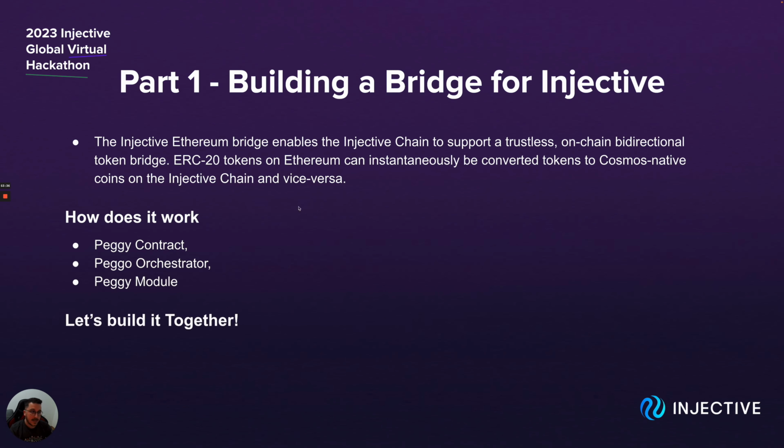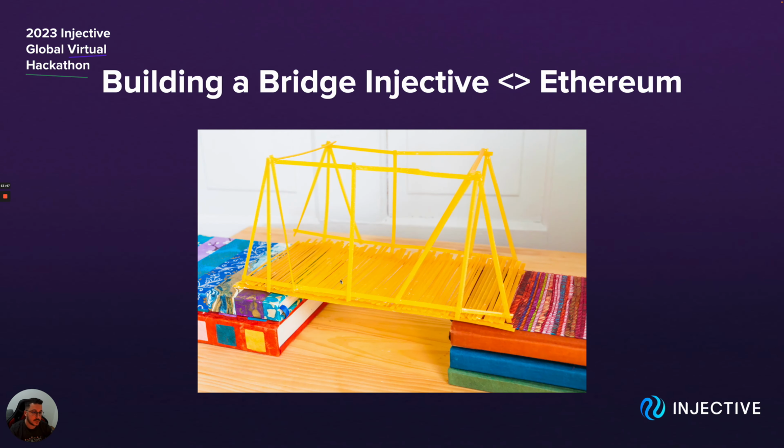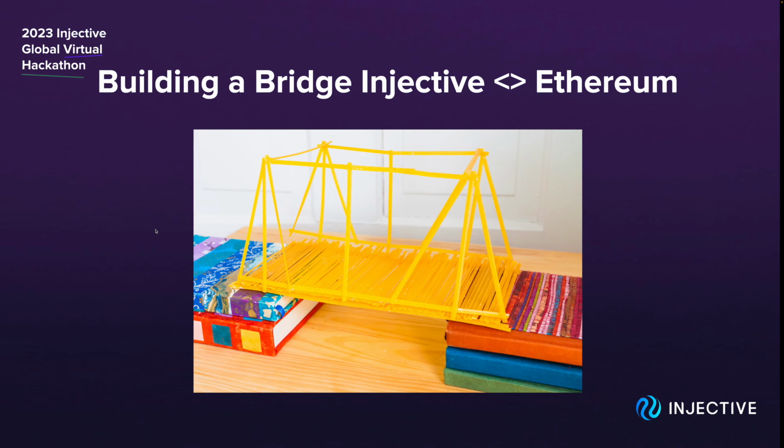So let's add this bridge to Dexly. Before we start building, let's define the scope, and the feature that is going to be included is to transfer funds from Ethereum to Injective. So let's build this bridge. Let's go back to the code.